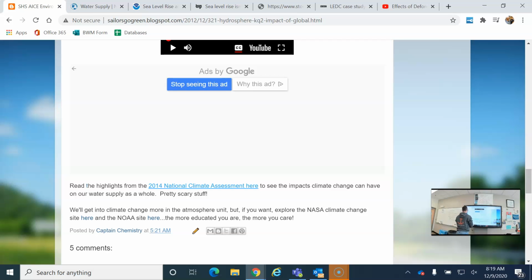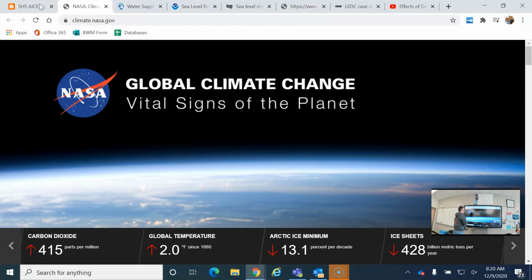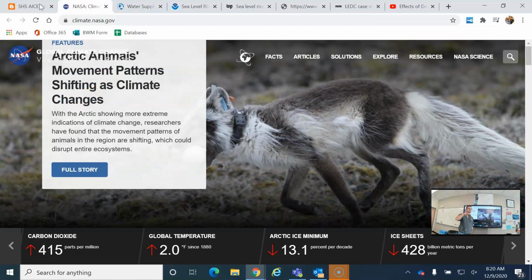Okay, and so we're going to get into climate change more in the atmosphere unit, but if you want to explore the NASA climate change site here and the NOAA site there, they have lots of great information on that. So that's just an introduction to the sea level rise aspect of climate change.